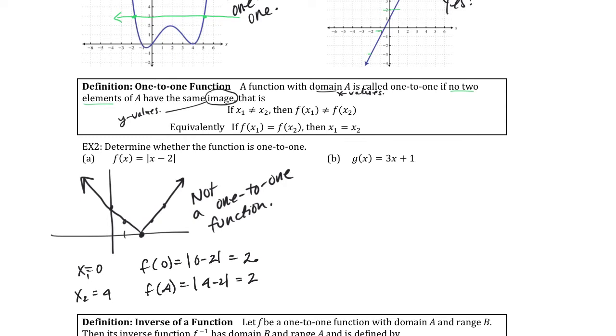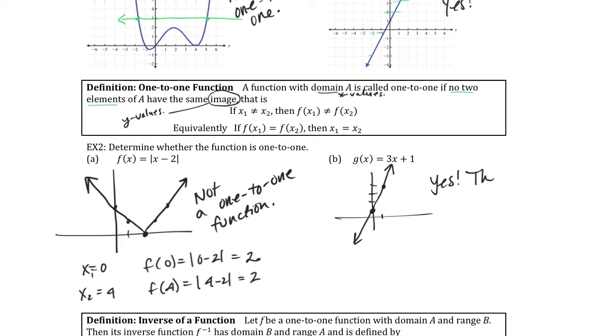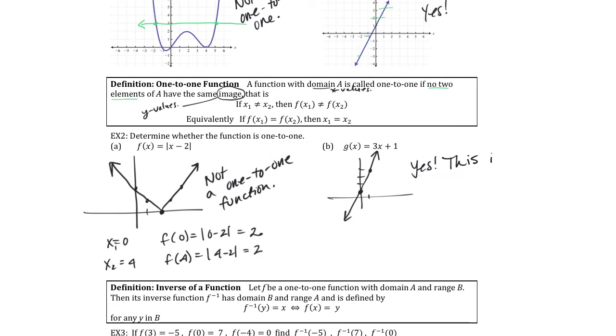Okay, let's check this one. Just knowing what I know, I've got a y-intercept of 1 and a slope of 3. So just being able to recognize what the shape of the graph will look like will really help you. This is one-to-one. Now to prove something is not a one-to-one function, all you need to do is give one counterexample.